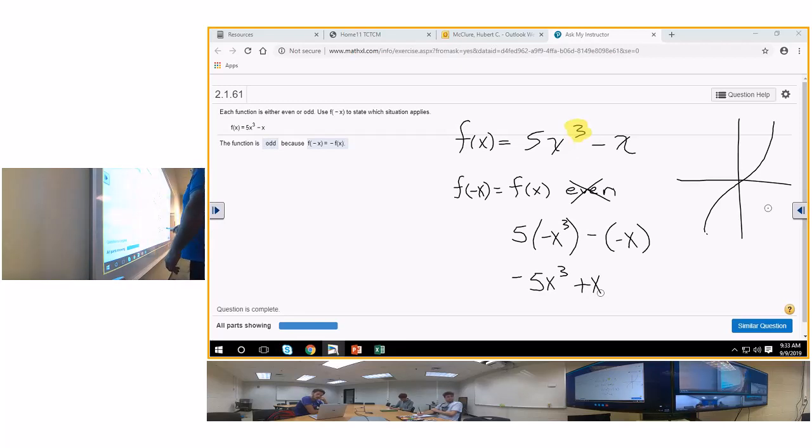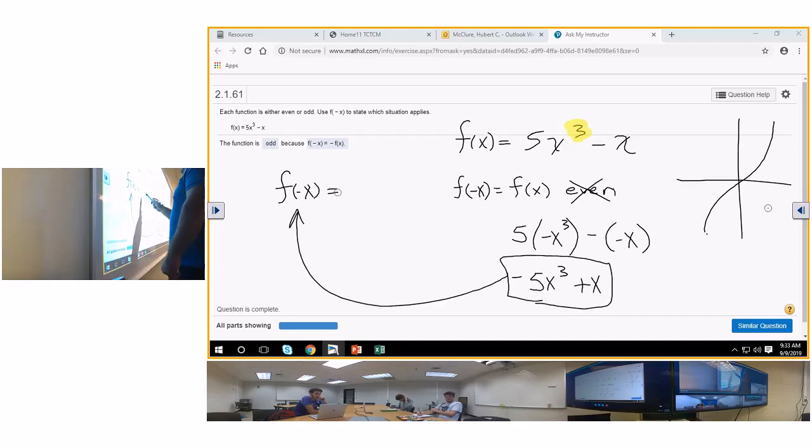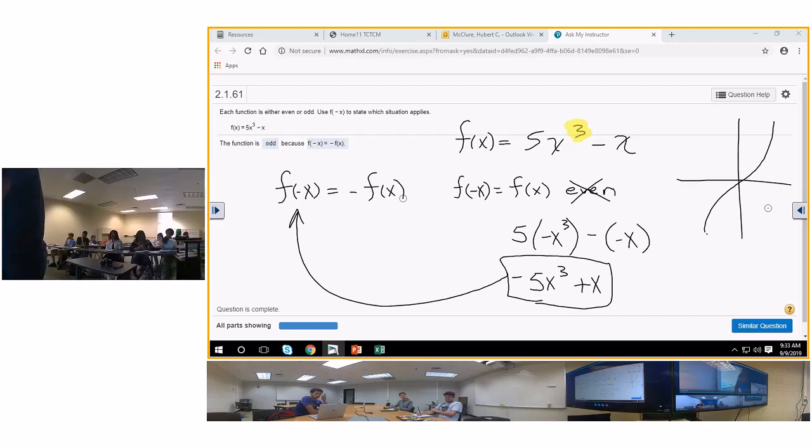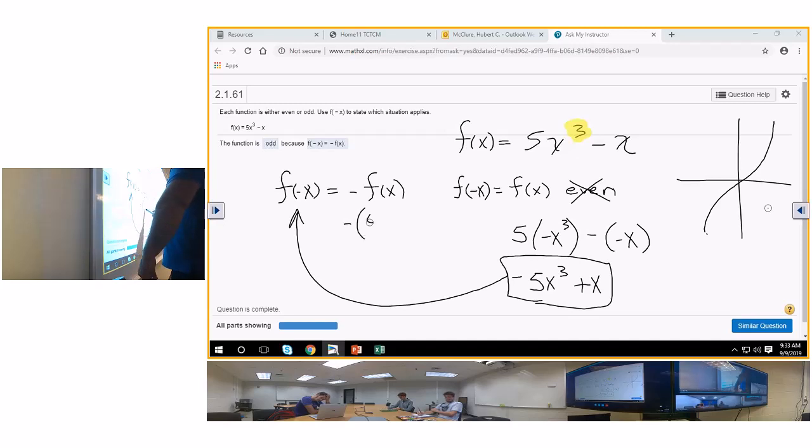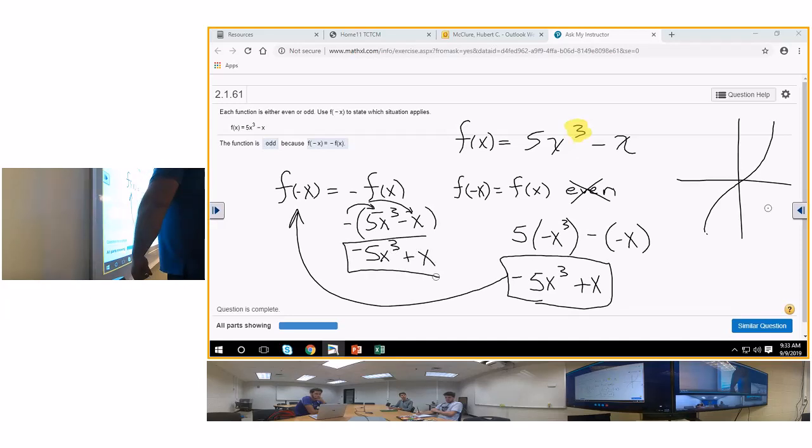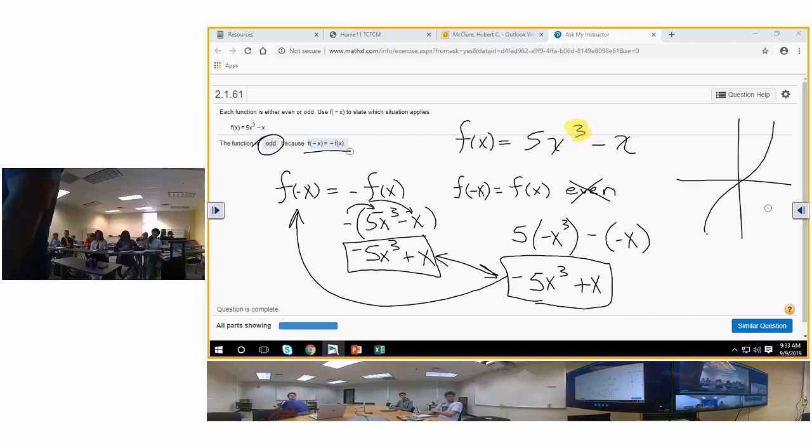But if I was to take a negative f of negative x, which is this, that's f of negative x, and set it equal to negative f of x, would I get the same thing? So let's take the negative of our f of x, 5x to the third minus x, and distribute that negative. And we get negative 5x cubed plus what? We got a match. So that means what? It's an odd function because of that right there.